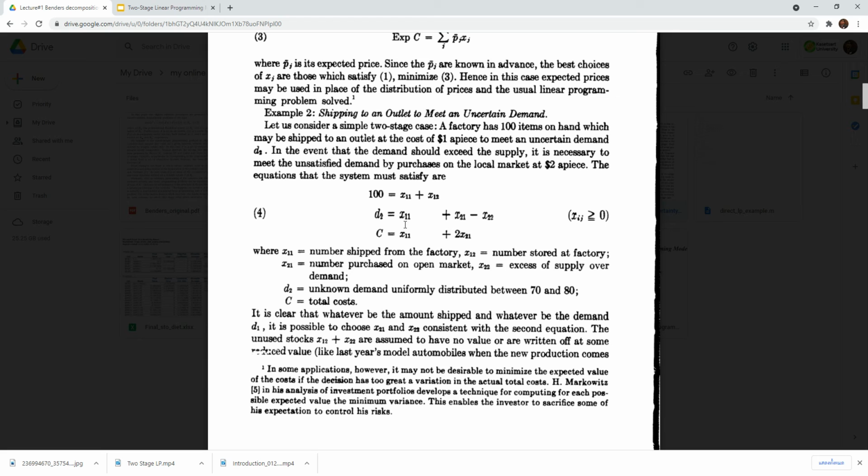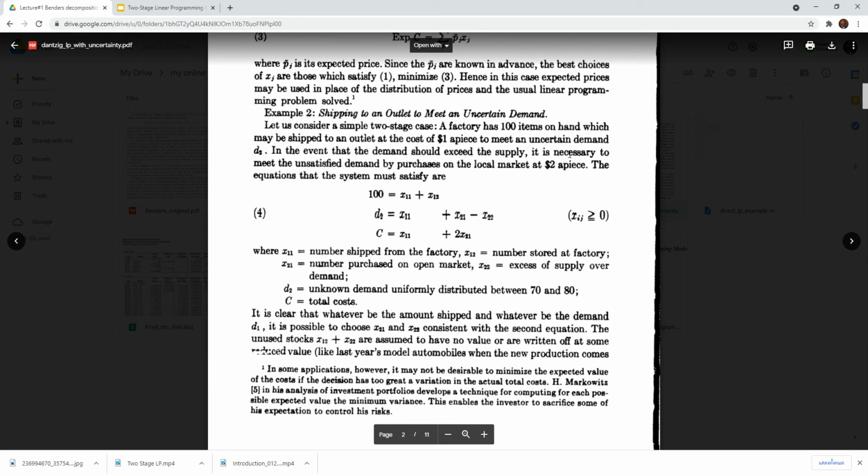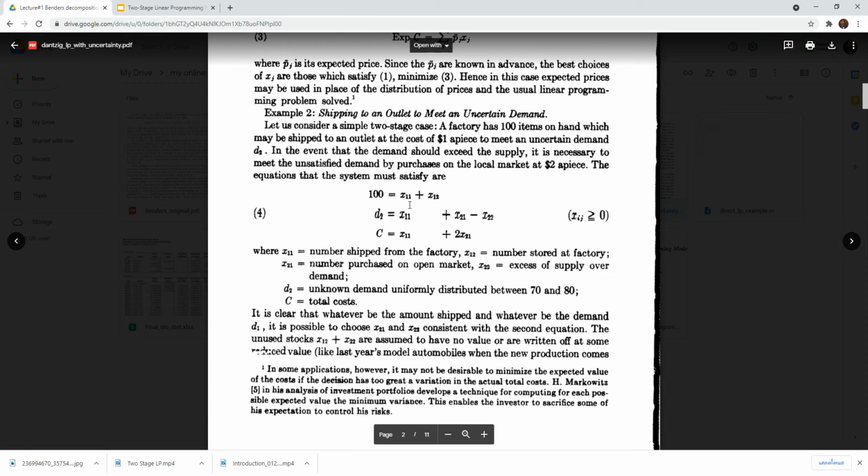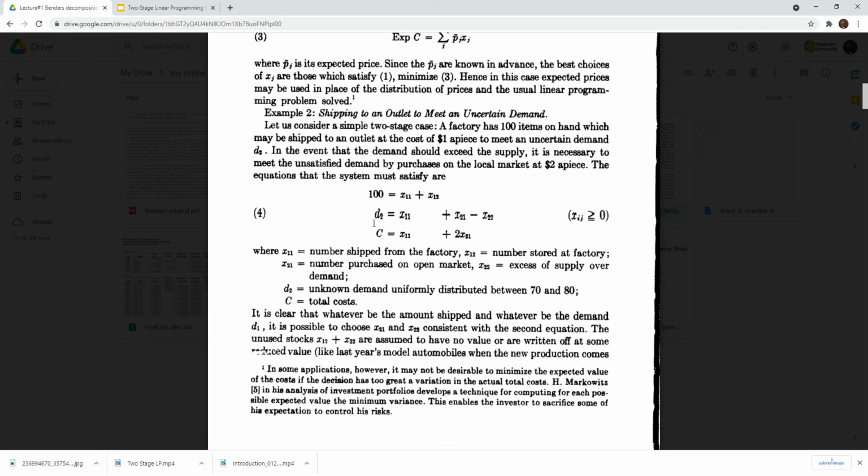But the problem related to the cost in the model is that it is necessary to meet the unsatisfied demand by purchases on the local market at $2 a piece, which means that, suppose x sub 1 1, as I told you, is 80. Suppose d sub 2 is 90, not 70 as in the previous example. If d sub 2 is 90 and x sub 1 1 is only 80, then you need x sub 2 1 because it's not enough. You have 80 units, you need 10 more. x sub 2 1 will be another 10 in order to balance this equation.